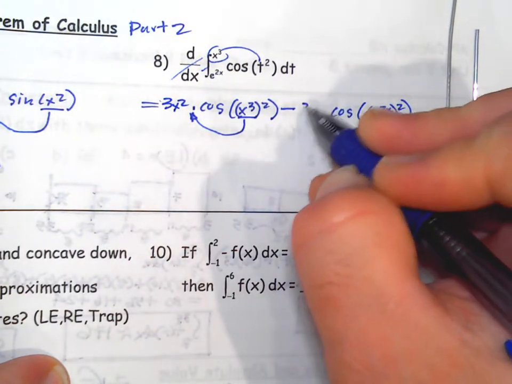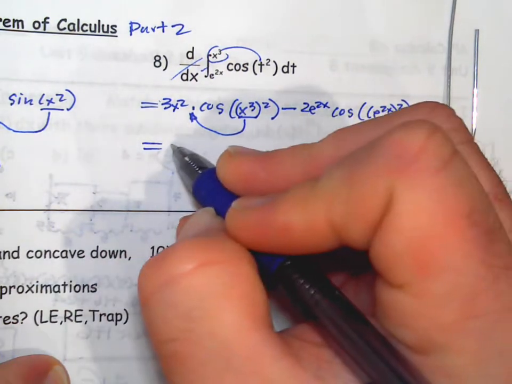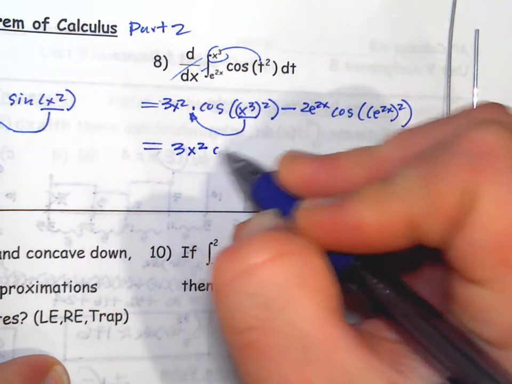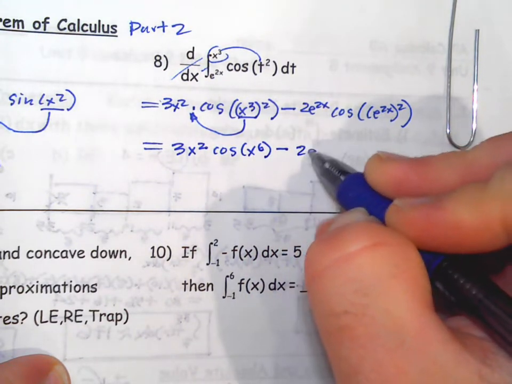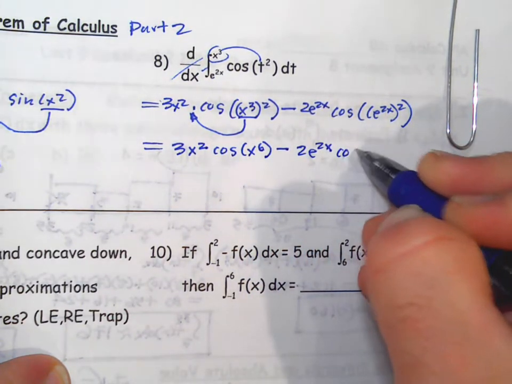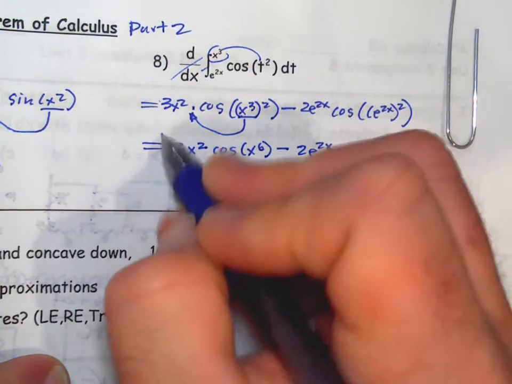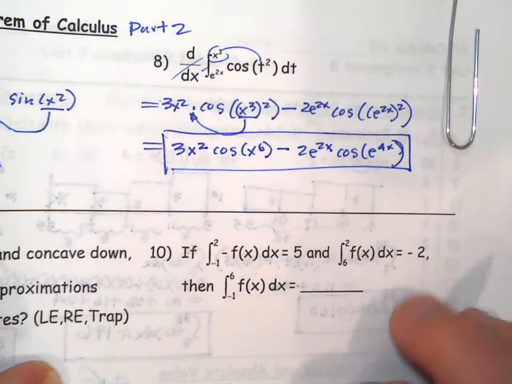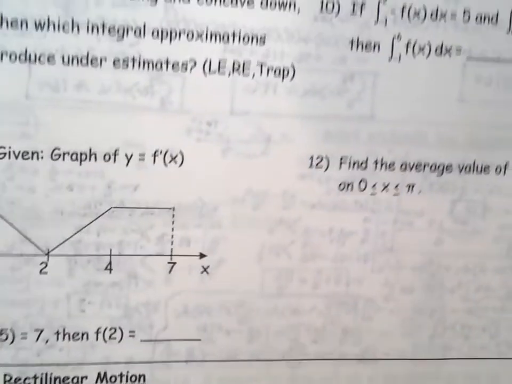e to the 2x is going to be 2e to the 2x. It has its own little chain rule in it. And then you write your final answer, simplify: 3x squared cosine of x to the 6, the exponents multiply, minus 2e to the 2x cosine of e to the 4x. Done. Easy, quick, correct. All right.